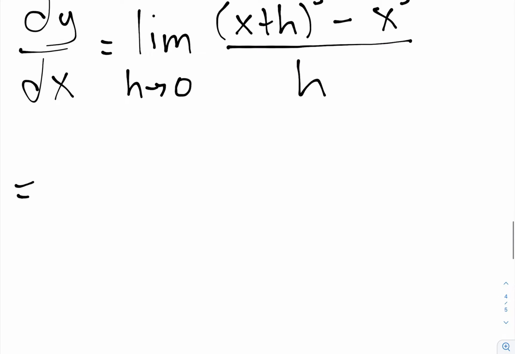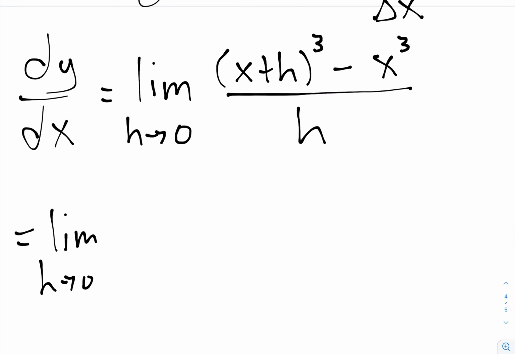So the derivative of x cubed is going to be the limit as h approaches 0, like I said, of x plus h cubed. If we expand that, that's just x plus h times x plus h times x plus h. And instead of writing it over and over again, I'll just simplify it for you. If we have x times x, obviously we're just going to get x cubed from that.